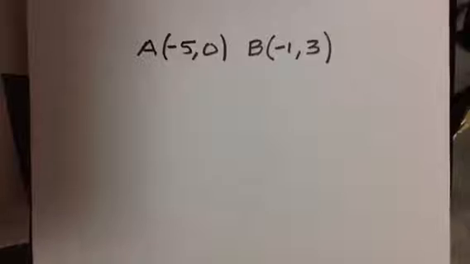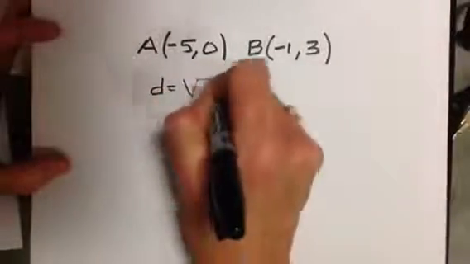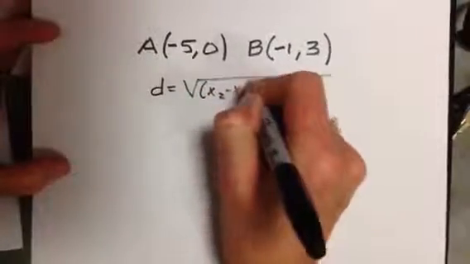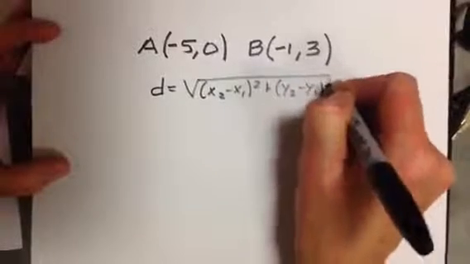All right, let's try another one together. I want the distance of these 2 points, and I'm going to use the distance formula. Distance formula, big square root sign. x2 minus x1 all squared plus y2 minus y1 all squared.